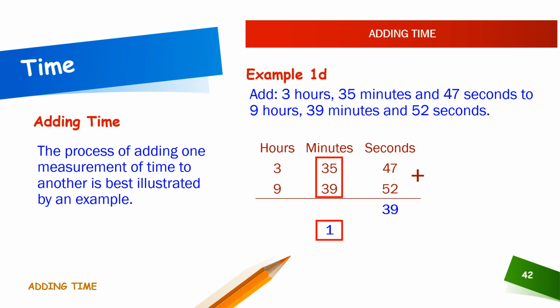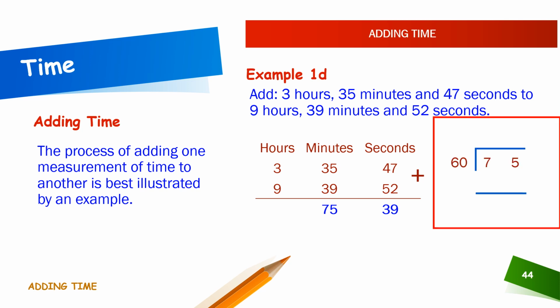Now we add the minutes to give 75 as shown. And again, 75 is greater than 60, so we need to convert to hours and minutes. 75 divided by 60 is equal to 1. 1 multiplied by 60 is 60. Subtract the 60 from 75 to give 15. So 75 minutes is equal to 1 hour and 15 minutes. And we position that as shown in the table.